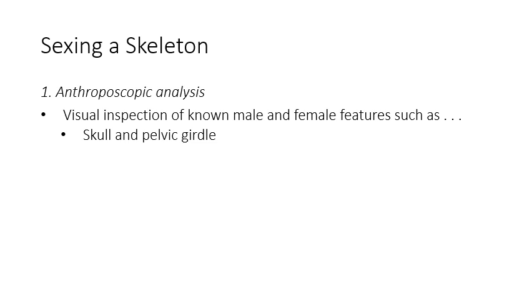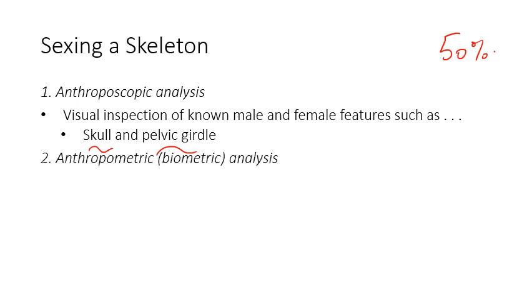We know that the skull, for example, provides us with excellent landmarks and features that we can use for anthroposcopic analyses, and the same thing is true of the pelvic girdle. If you're looking at any single bone aside from the skull and the pelvic girdle, ultimately you've got a 50% chance of being correct on the basis of any single bone, being either a male or a female.